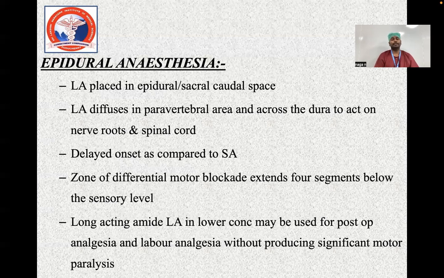Epidural anesthesia. Local anesthetic placed in the epidural or sacral caudal space. Local anesthetic diffuses in the paravertebral area and across the dura to act on nerve roots and spinal cord. It is delayed in onset compared to spinal anesthesia. The zone of differential motor blockade extends 4 segments below the sensory level. Long-acting amide local anesthetics in lower concentration may be used for postoperative analgesia and labor analgesia without producing significant motor paralysis.